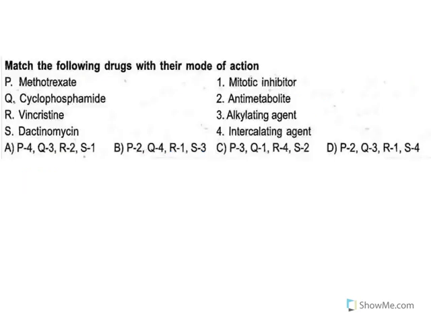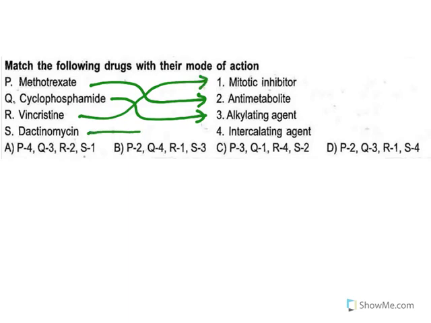Moving to the next one. Now match the following drugs with mode of action. Methotrexate is an anti-metabolite. To be specific, it is an antifolate. Cyclophosphamide is an alkylating agent. Vincristine, mitotic inhibitor, whereas dactinomycin, intercalating agent. So P goes with 2. You see, P goes with 2 options are there, whereas cyclophosphamide, alkylating agent. So this is the correct answer. See, by knowing 2, you can get the answer correctly. Vincristine, mitotic inhibitor, dactinomycin, intercalating agent. So this is the answer.